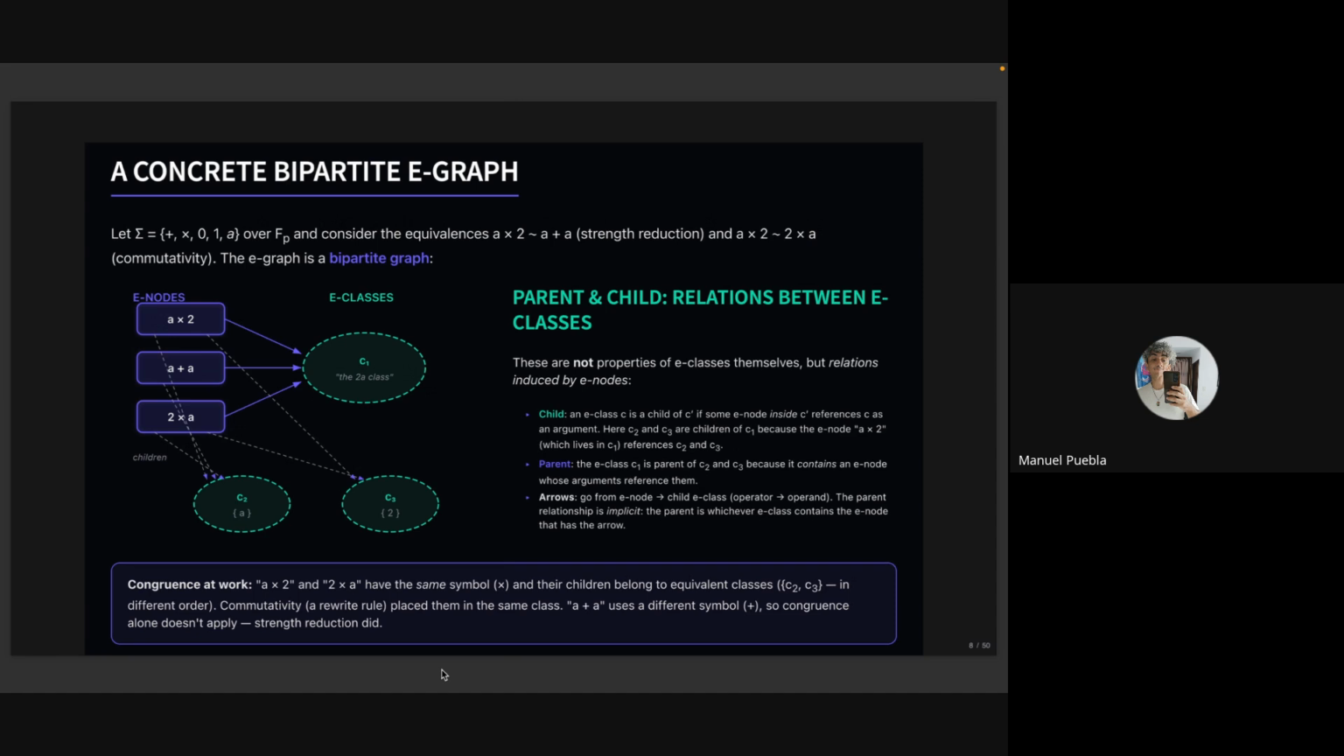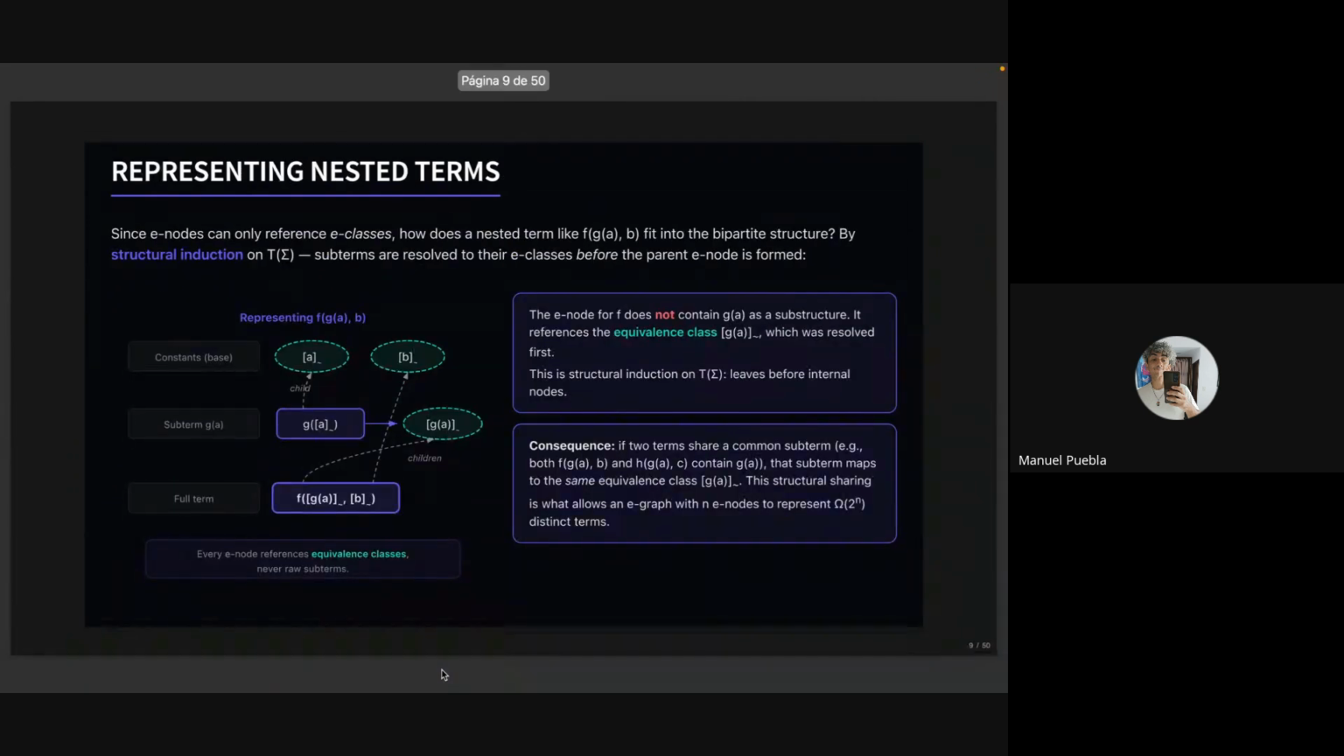And this implies that within classes, we have a hierarchy. C1 is considered to be the parent of C2 and C3, okay? So this is the kind of object that we're dealing with. The way we represent nested terms is from the bottom up. We resolve the children first, and then resolve the intermediate expressions, and then get the full term.